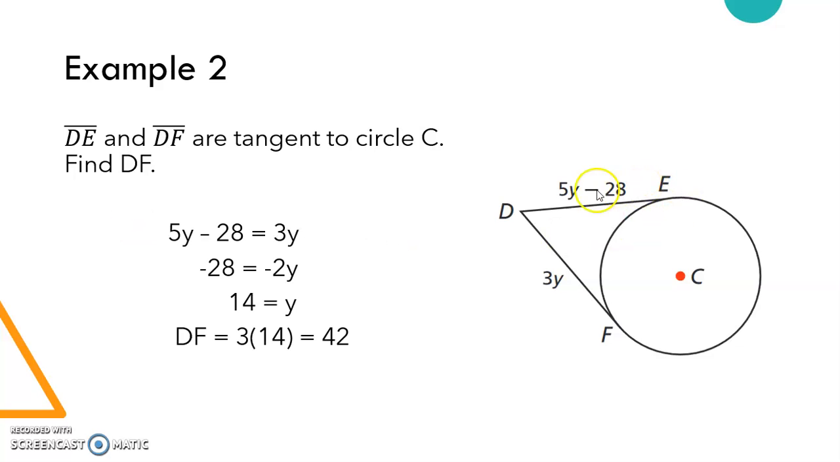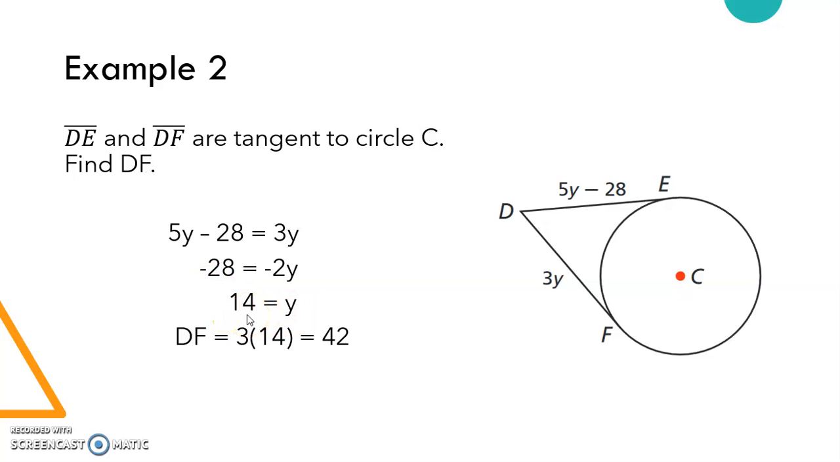So what I remembered is that these two segments are congruent. So all I had to do was make an equation saying that 5y minus 28 equals 3y. Now to solve this, what I did is I subtracted 5y on both sides. Then I divided by -2, and I found out that y is 14.